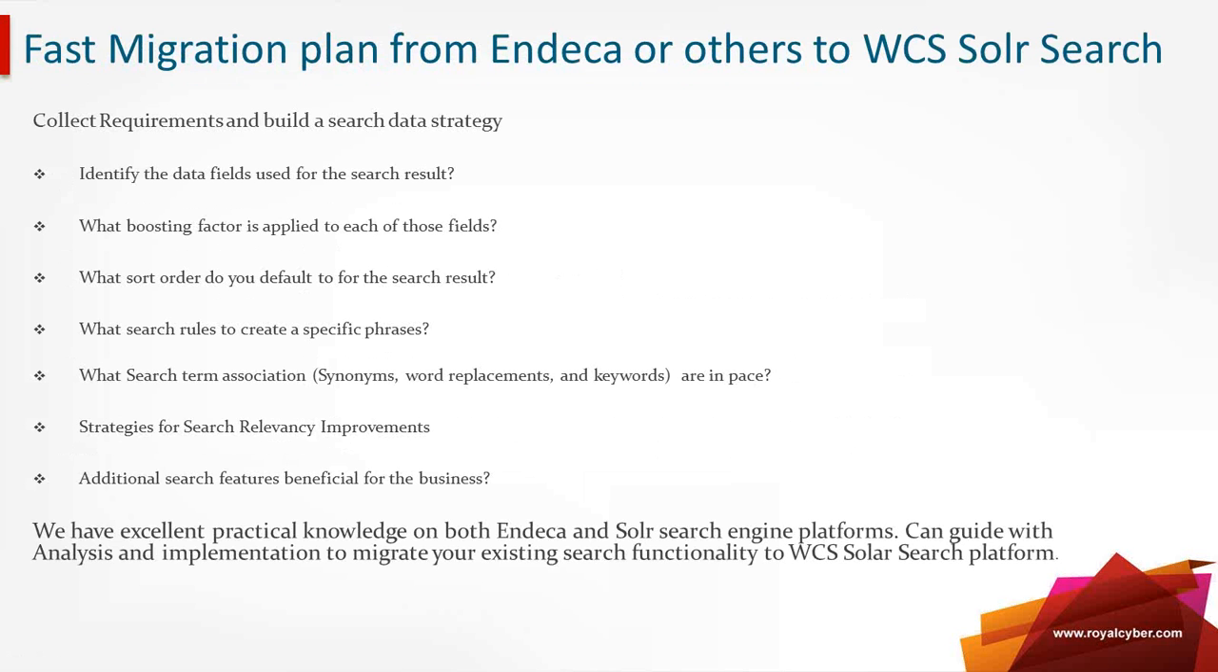So this slide basically talks about how to collect most of the high-level requirements while you are moving to WebSphere Commerce, WebSphere Solr. So the first one is to identify the fields which will be part of your search index. The other one is boosting the factors, identify the boosting factors applied to each of these fields. What sort order do you default to for the search results? What search rules to create for specific phrases? What search term association, synonyms, replacement, and keywords are in place? Strategies for search relevancy improvements, and additional search features beneficial for your business.